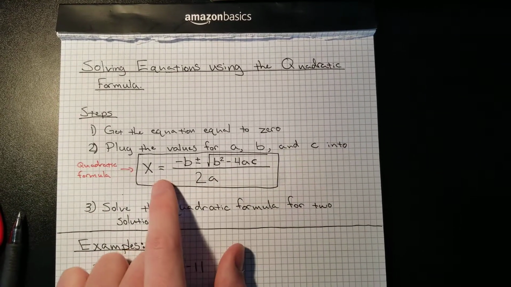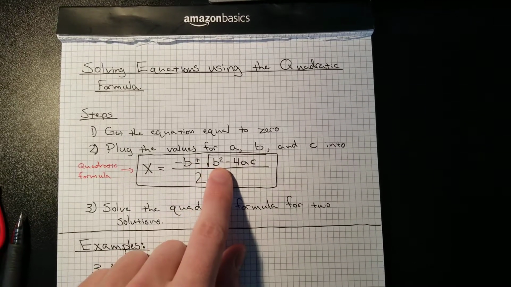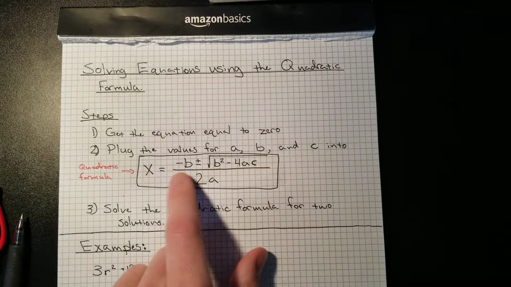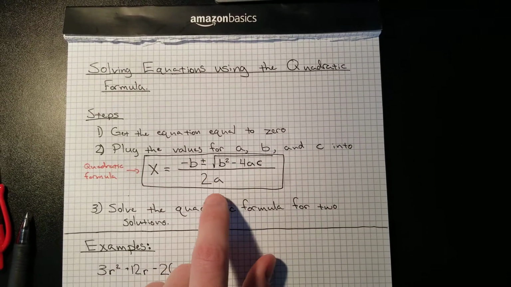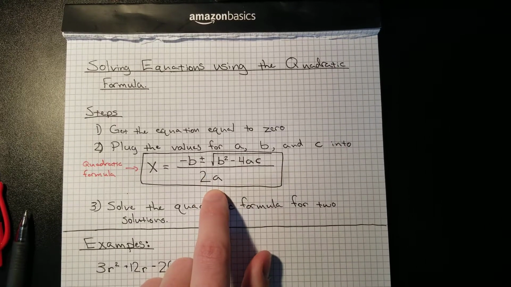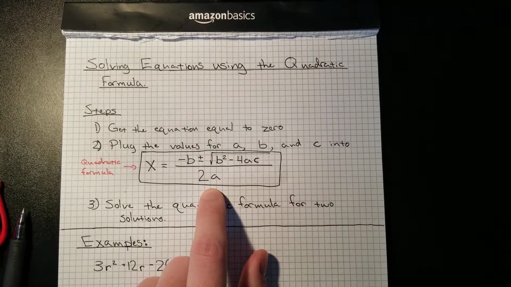This right here, x equals negative b plus minus the square root of b squared minus 4ac, all divided by 2a. That is the quadratic formula. So I would recommend that you pause the video and copy that down. So take a break to do that.